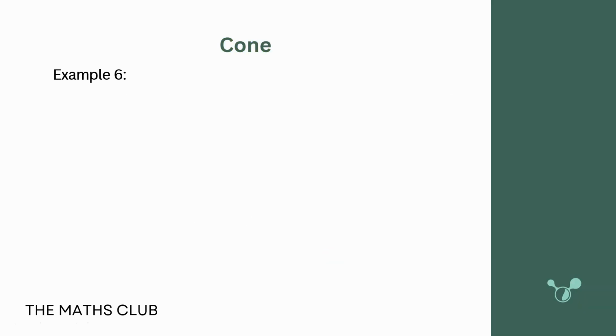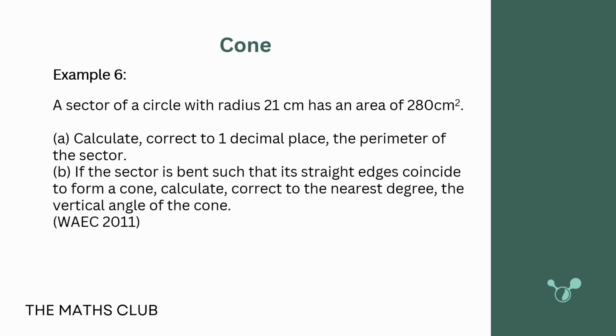Great. So example 6 now says that a sector of a circle with radius 21 centimeter has an area of 280 centimeter square. Calculate, correct to one decimal place, the perimeter of the sector and then if the sector is bent such that its straight edges coincide to form a cone, calculate correct to the nearest degree the vertical angle of the cone. Take it from WAEC 2011. I assume that you pause the video and check this out yourself.